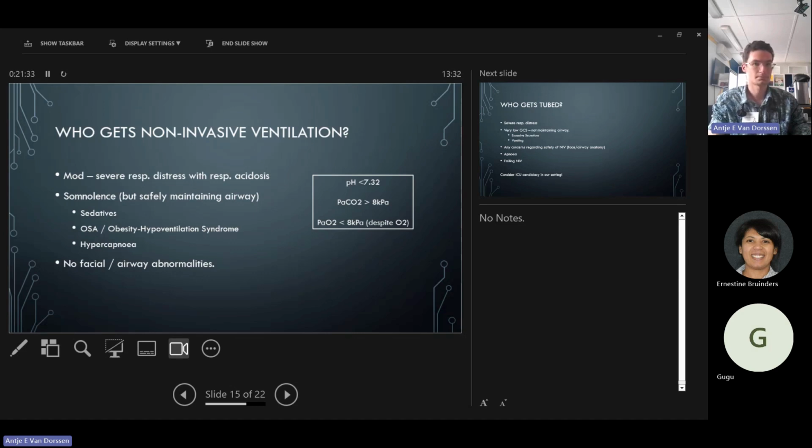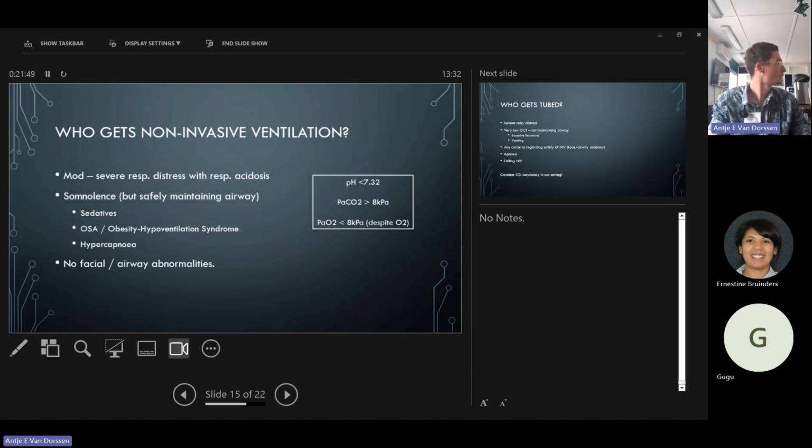You don't want the sats above that. And the problem is if you're giving them nets, you've got nowhere to control it. So what we will do in EC is we will put nasoprongs on and titrate the sats and then net with air. Yeah. Because there's air.